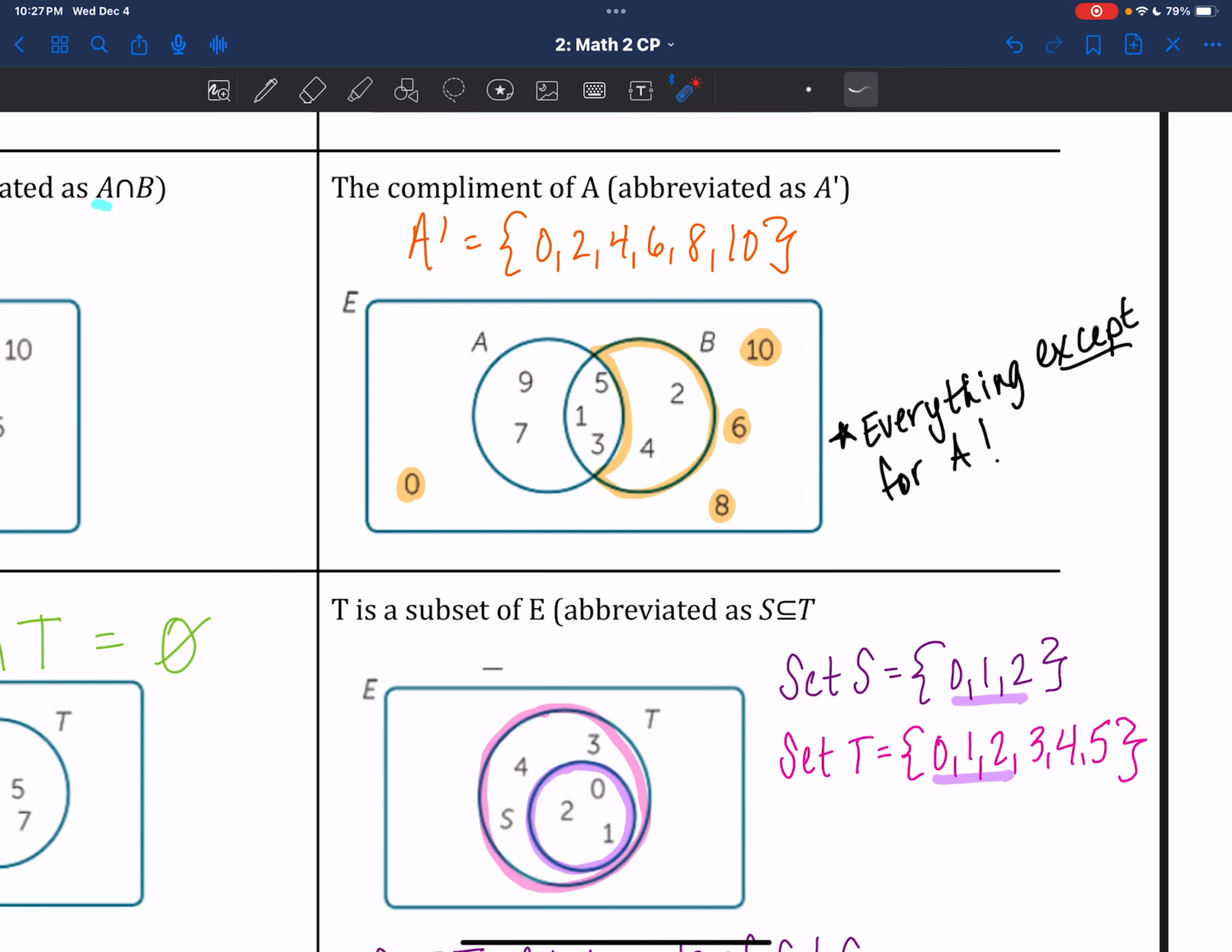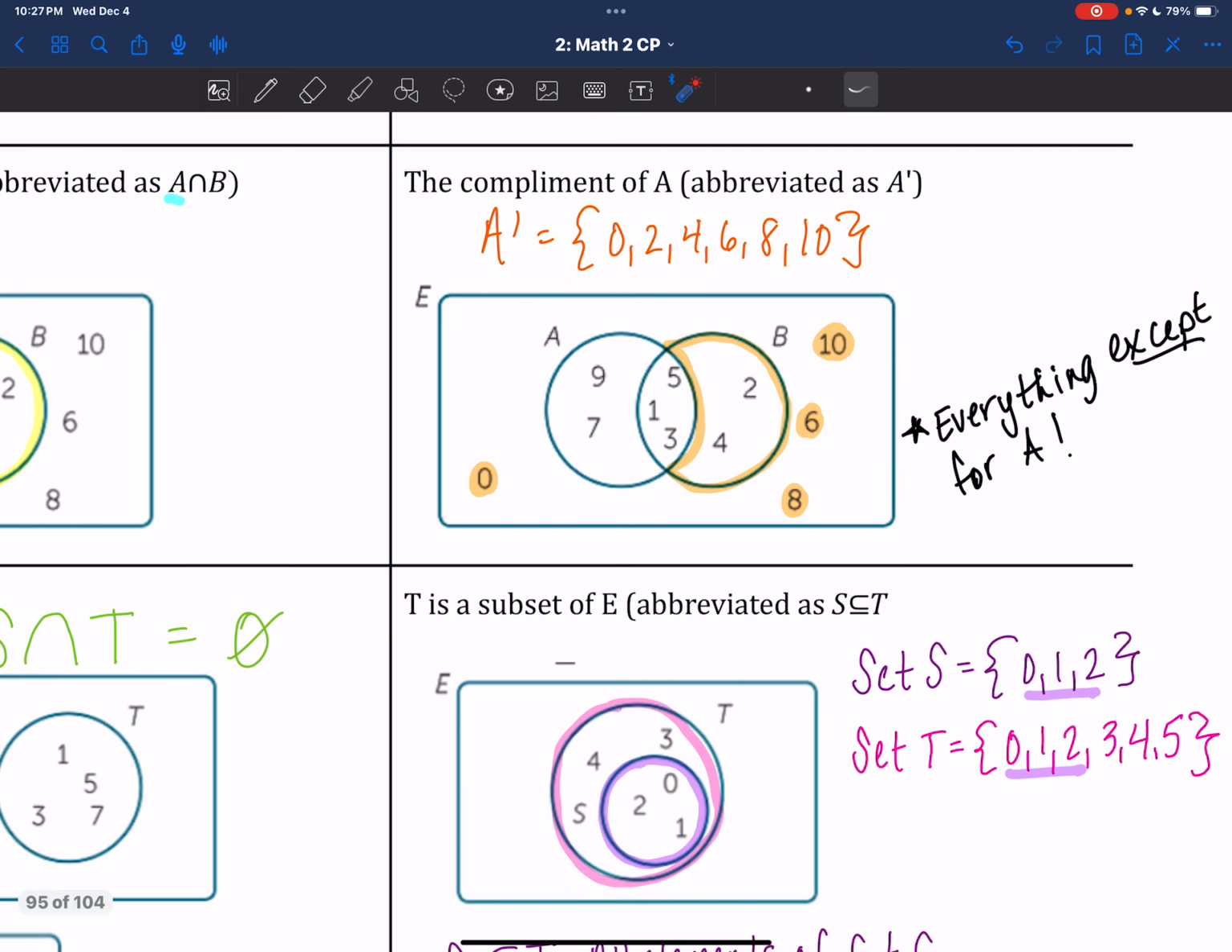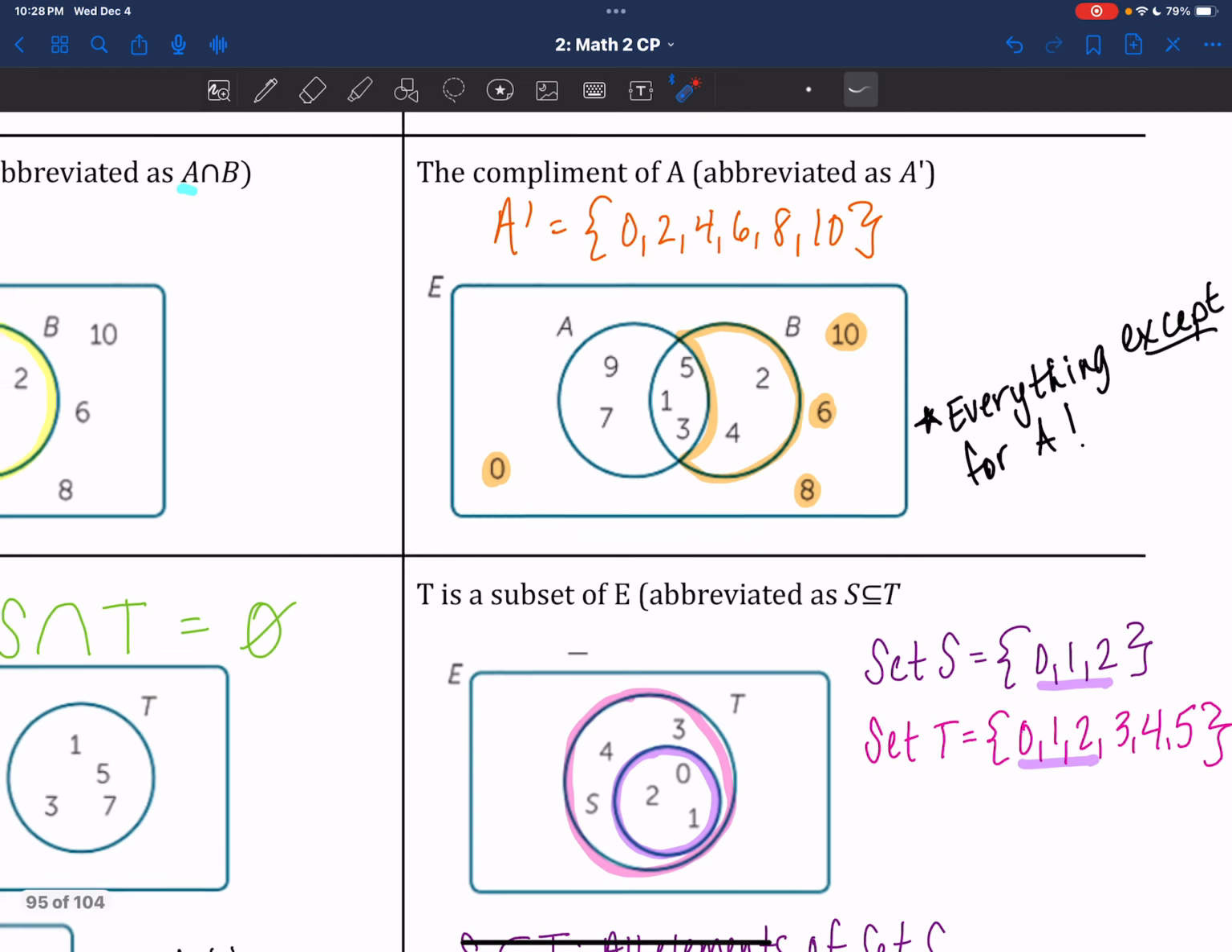All right. Now complement is abbreviated. It looks like A prime, but it's basically saying the complement of this is everything except for A. So we want everything, so this is all A, but we don't want those. We want this right here, and that's what you would write.